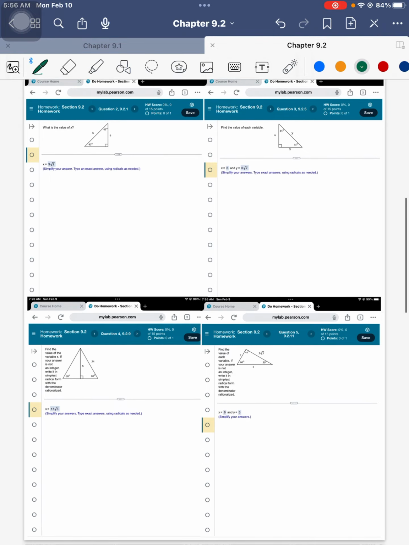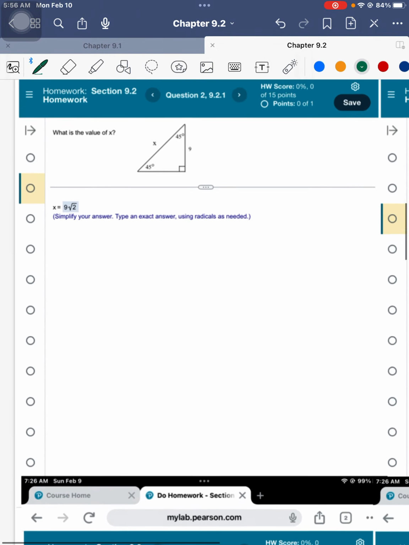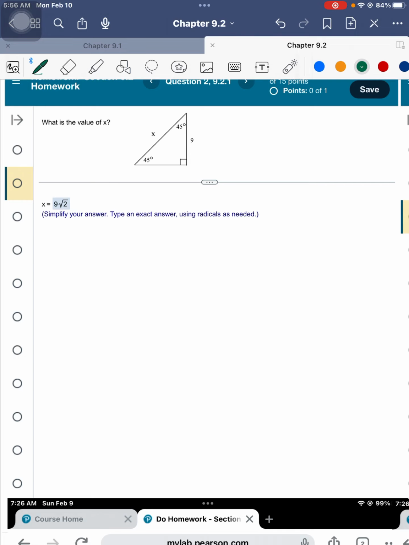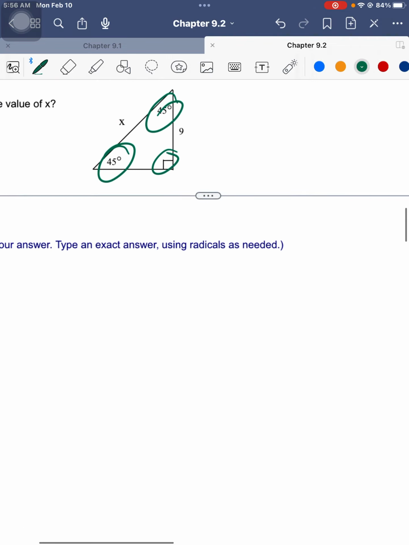All right, so let's start 9.2. So these are some questions from 9.2. So what is the value of x? Well, we know that this is a 45, 45, 90 triangle. So we should already know that the answer is 9 square root of 2.